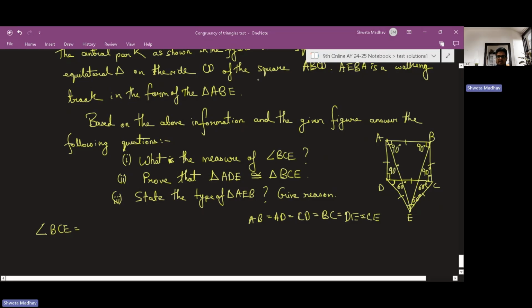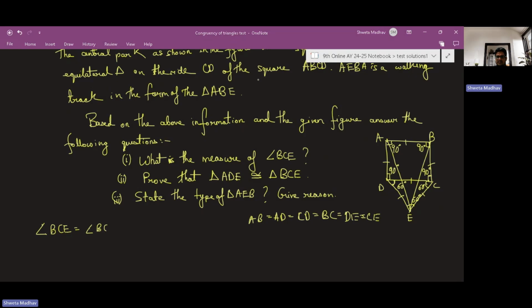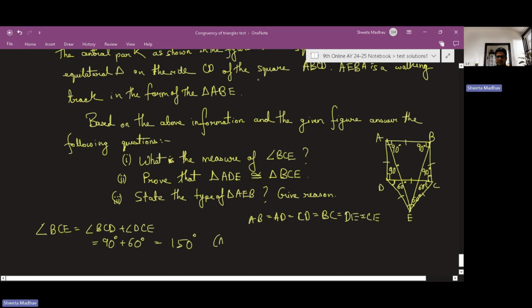So therefore I can say angle BCE is equal to angle BCD plus angle DCE. So angle BCD is 90 degrees, angle DCE is 60 degrees. So 90 plus 60 is 150 degrees. 150 degrees is the answer for part 1.